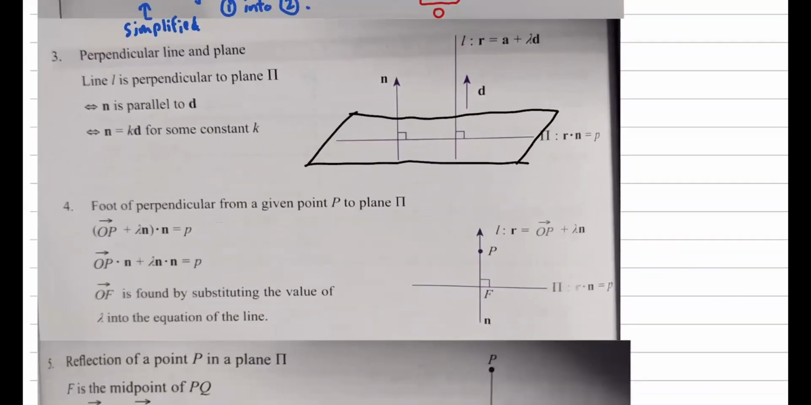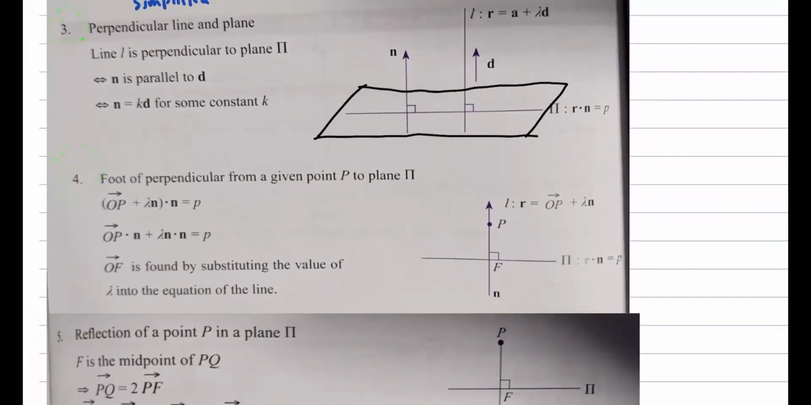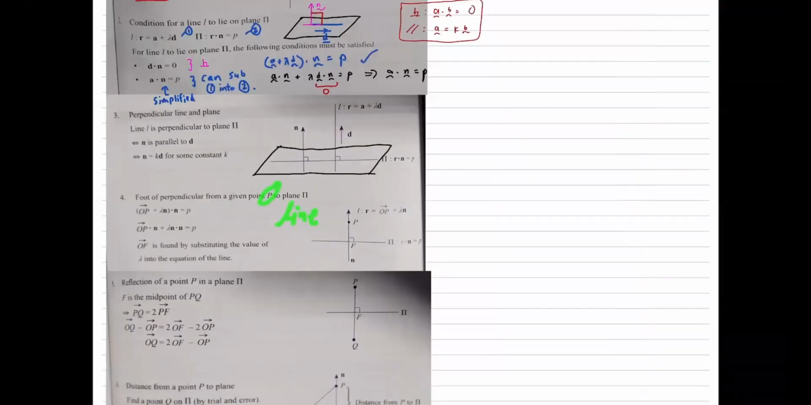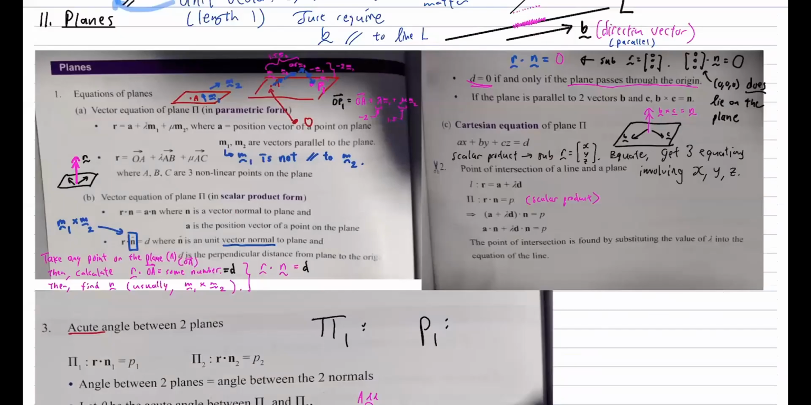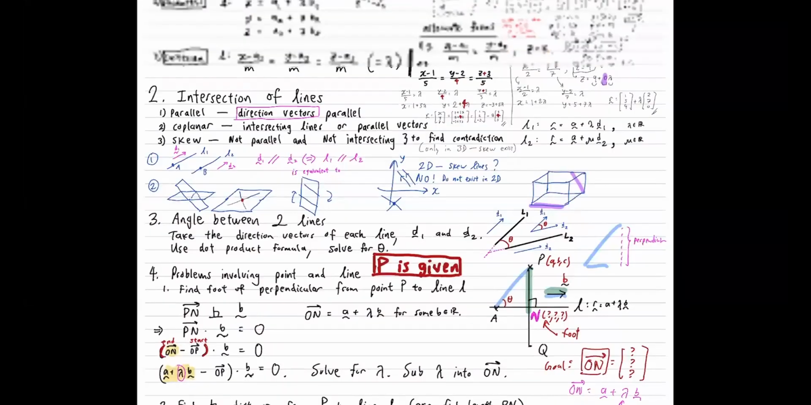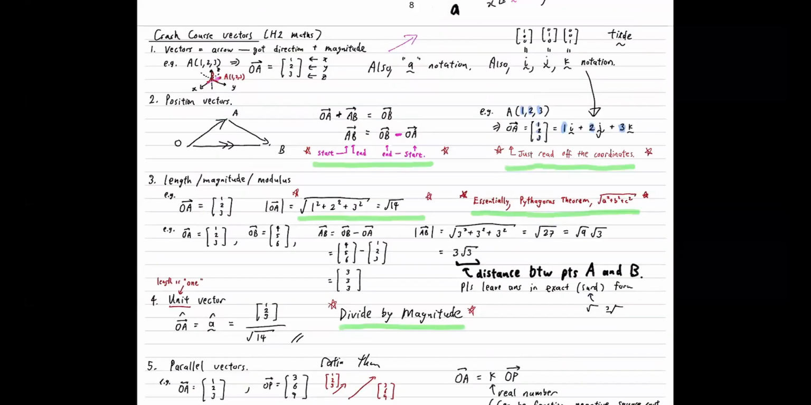Then we move on to part 4. Part 4, foot of perpendicular from a given point P to a plane pi. Last lesson, I already talked about the foot of a perpendicular from a point P to a line. I gave you the procedure. If you remember, I'll scroll back up and quickly show you the procedure. I scrolled too much.